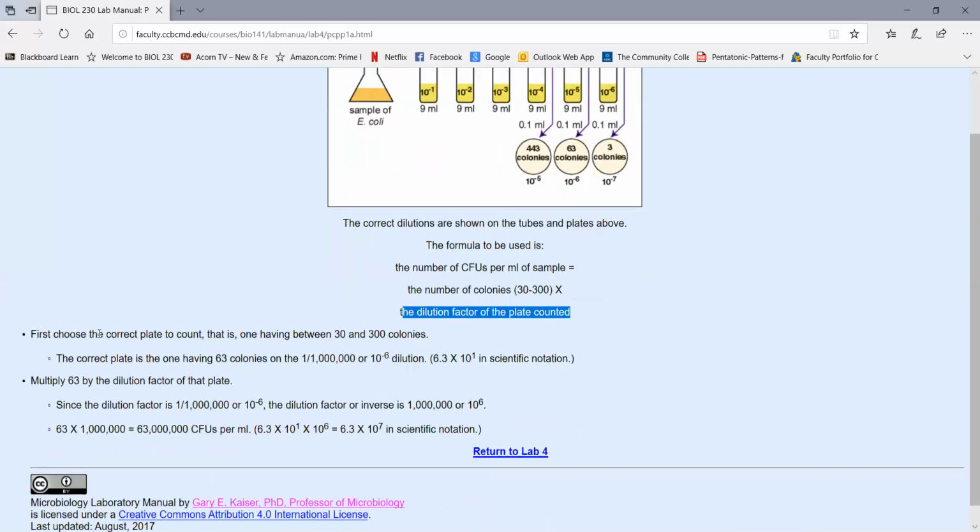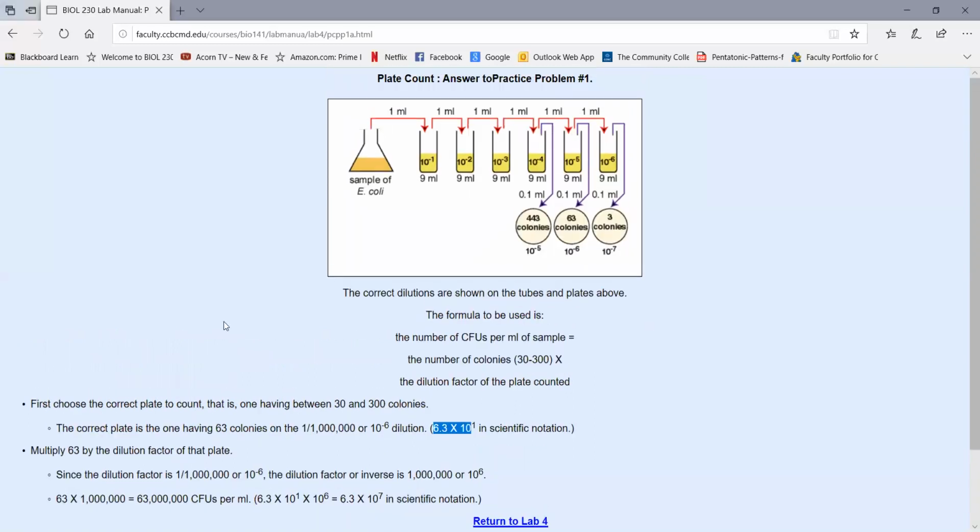So the first thing you do is choose the correct plate to count. Has to be between 30 and 300, so the only one we can use is 63. So we're going to use this Petri plate. And in scientific notation, that would be 6.3 times 10 to the 1. Then we have to find the dilution on that plate. Well, like I said, we just count.